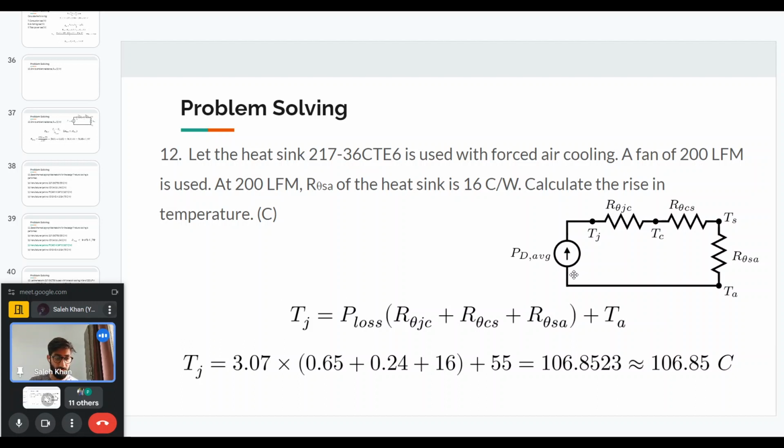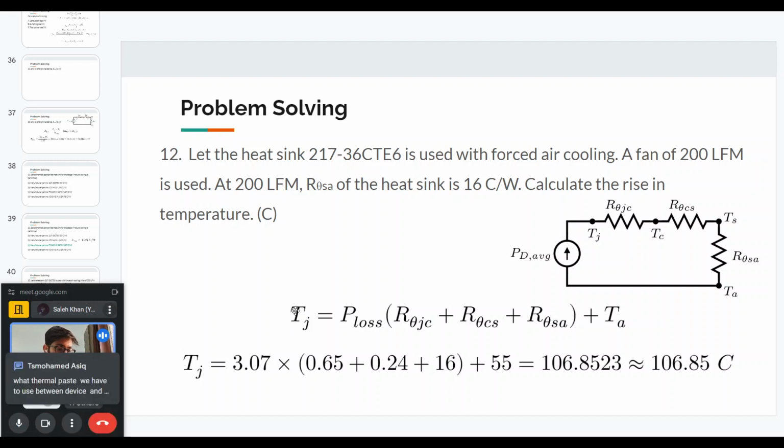So I hope that is clear. Just understand that we use this circuit and the temperature is analogous to voltage and power loss is analogous to current. So it is a current source. The same current goes through all the three thermal resistances, and that is why we get this expression. And then we have Tj: the ambient temperature plus this loss gives us the increase to the Tj.